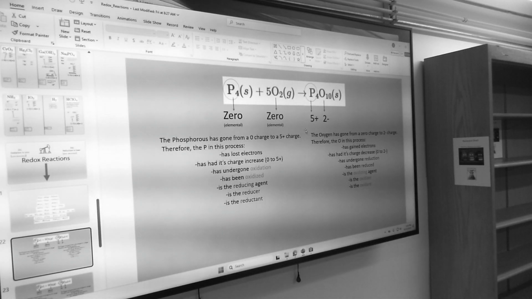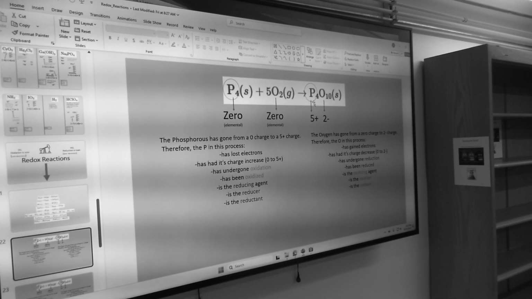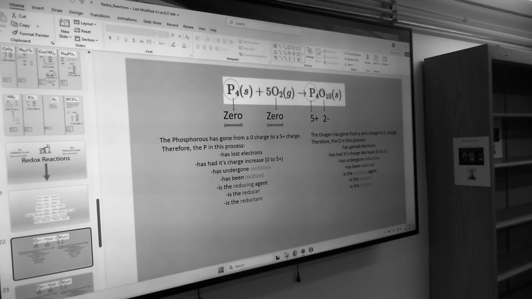All right, now we look on the right side here, and we play that game where we split. We've got 10 oxygens. That means we've got a negative 20 here. There's no charge up here, so we need a positive 20 for the phosphorus. And there's 4 of them, so how are you going to split plus 20 into 4 phosphoruses? That means each one of them is going to be plus 5.